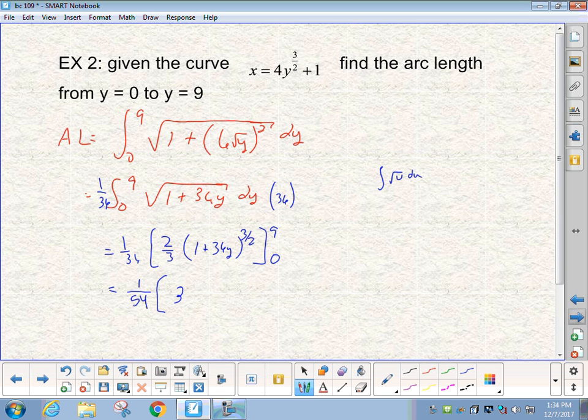At this point, I guess we'll call it good because I don't know 325 to the 3 halves. Guess that's where I would start. You with me? Okay. All right then.